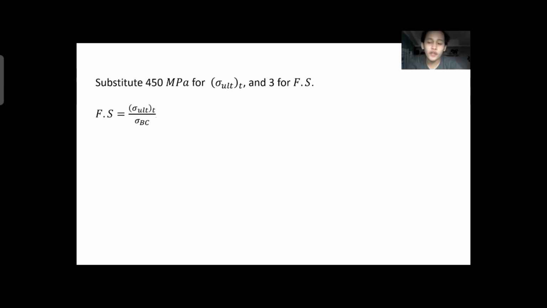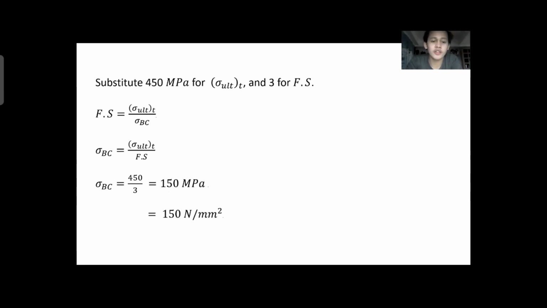So the formula for our factor of safety is FS equals ultimate tensile stress divided by working stress. Then we will rewrite the equation, moving the working stress, sigma BC, to the left hand side. We get this. So let's substitute 450 and 3. So 450 divided by 3 is just equal to 150 megapascal, or just equal to 150 Newton per millimeter squared.